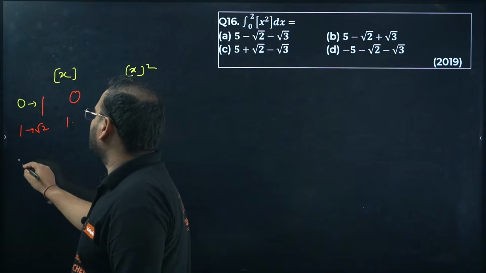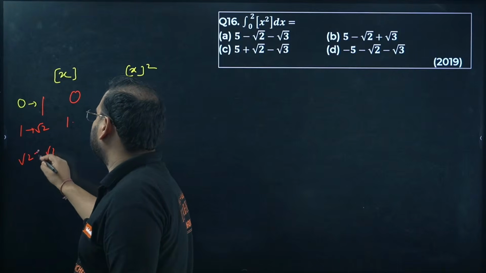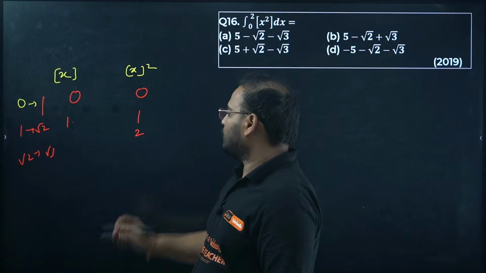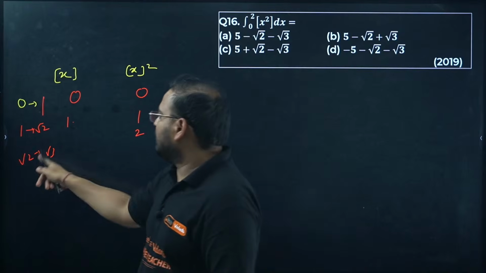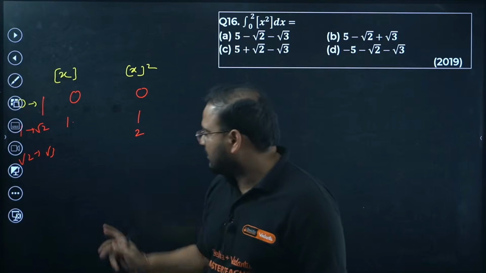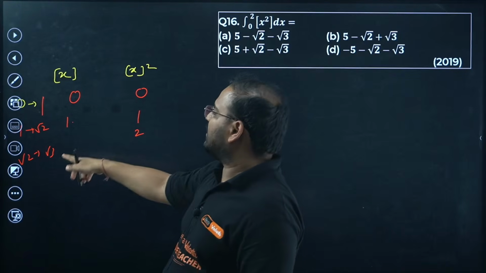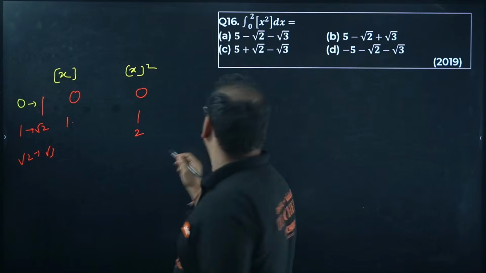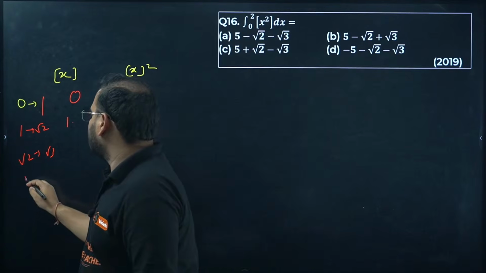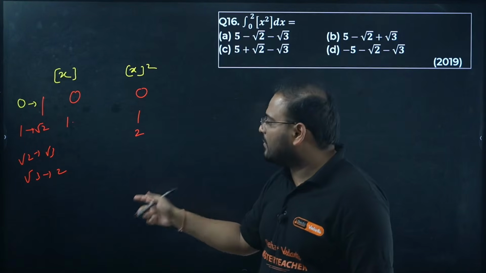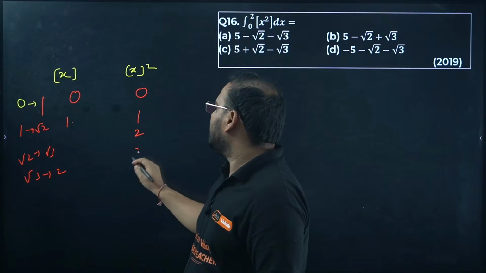Now if you go root 2 to root 3, what will happen to this? It will become 2 to 3, so you'll have the value as 2. This value between root 2 to root 3 will again be 1 only. But over here you'll have 2, because it's square. So square will make it 2 to 3, not root 2 to root 3. Same way, last one is root 3 to 2. If you take the square, it will become 3 to 4. Answer will be 3 here.